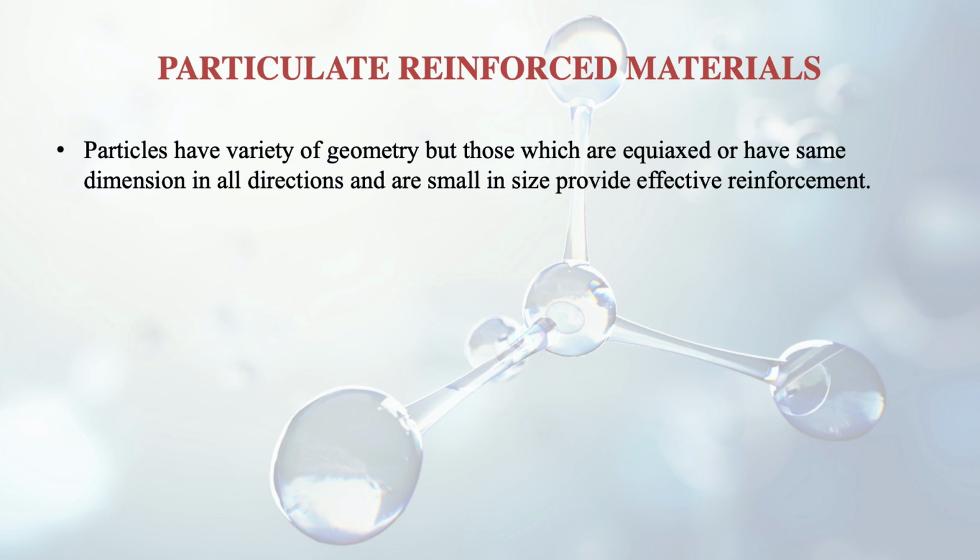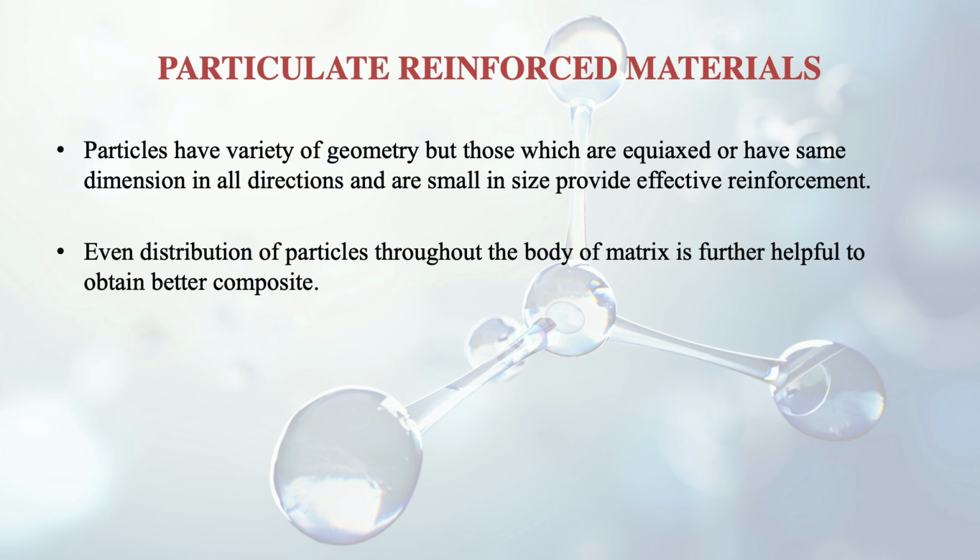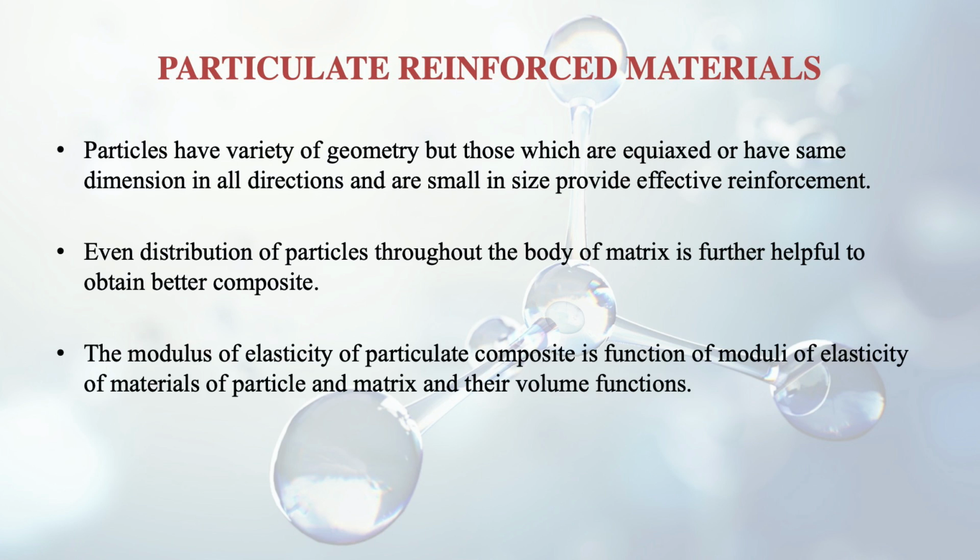But these particles have a variety of geometries. If they are equiaxed, meaning they have the same dimensions in all directions, and at the same time they are small in size, they provide very effective reinforcement. Even distribution of particles throughout the body of the matrix is further helpful to obtain a better composite. The modulus of elasticity of a particulate composite is a function of the moduli of elasticity of the particle and matrix materials and their volume fractions. So it depends on the elastic modulus of the small particles as well as the matrix, and in combination their volume fractions.